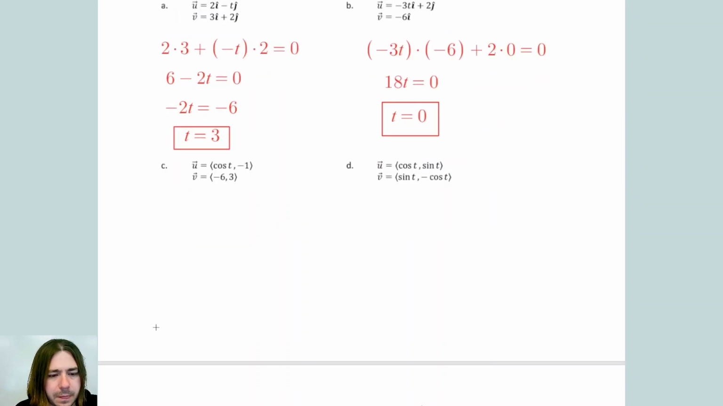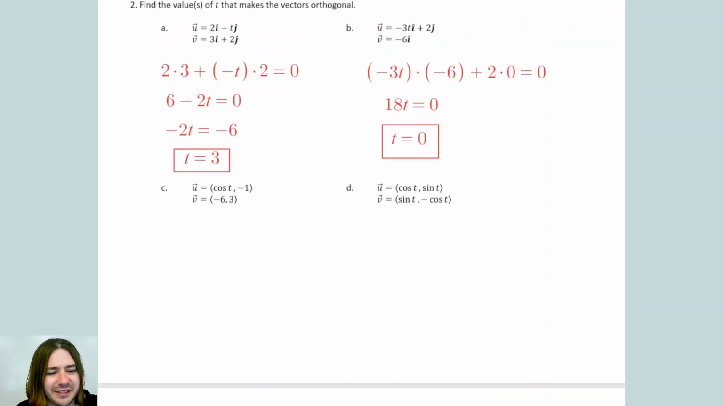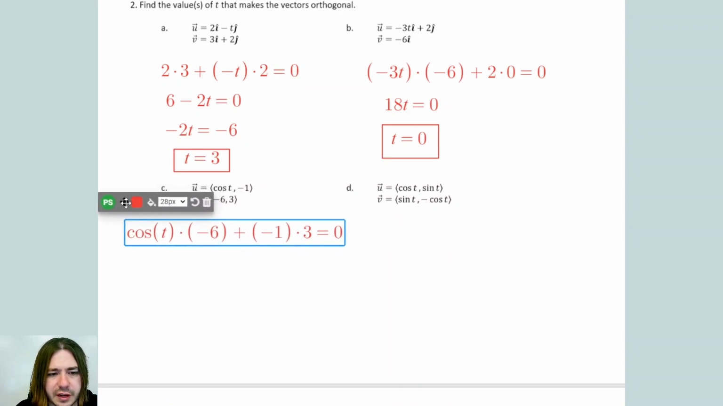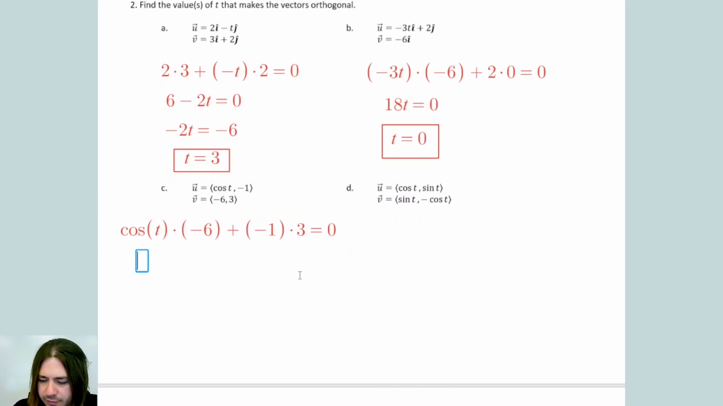For C, okay, we've got a cosine. And it looks like D's got some cosine stuff in there too. All right, very good. So same deal here. We're going to set it up very similarly. Cosine of t times negative 6 plus negative 1 times 3 should be 0. And this is just kind of the rough equation here. Let's clean it up so it looks a little more approachable.